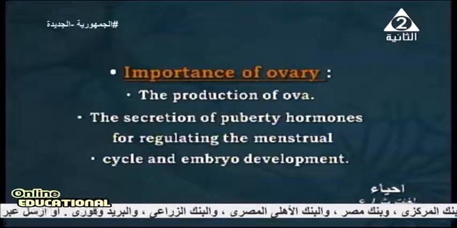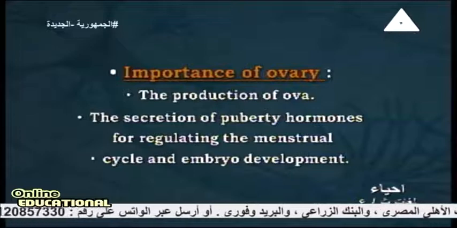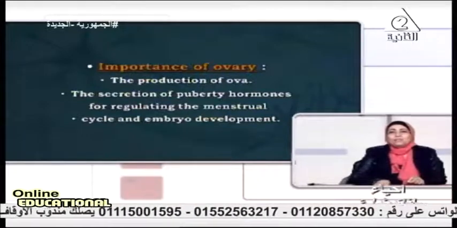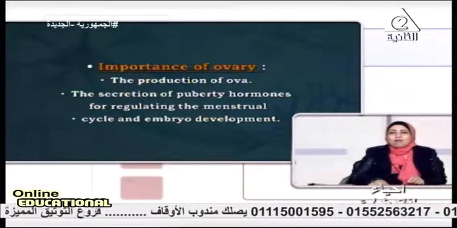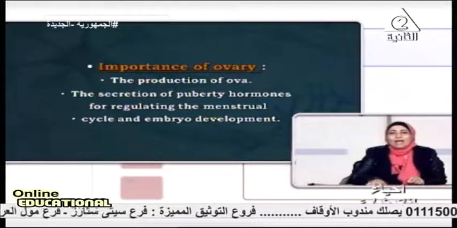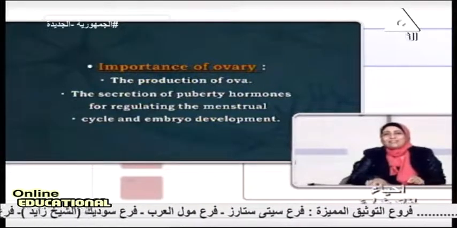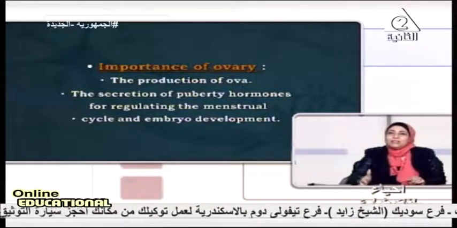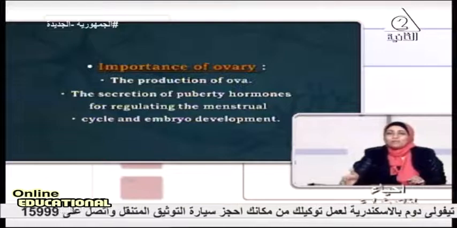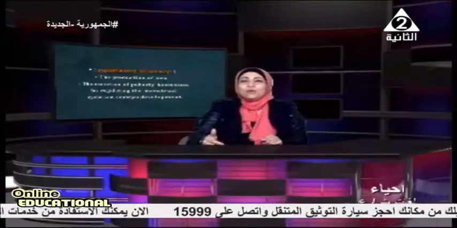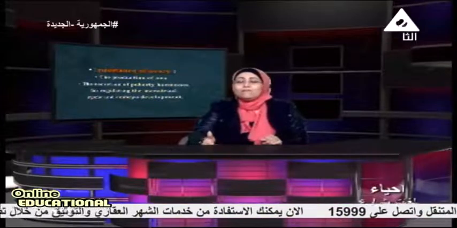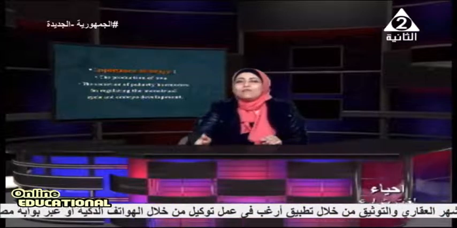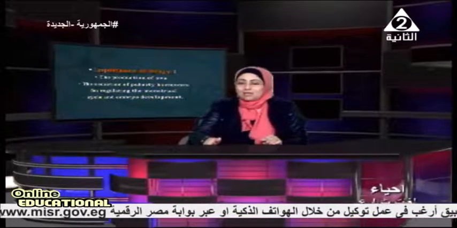What is the importance of the ovary? The main function of the ovary is producing the ova. And this number of about 400 ova is found inside the female for the fertilization process. Each ovum comes each month. If it is fertilized, it produces a baby. But when it is not fertilized, it forms the menstrual cycle.